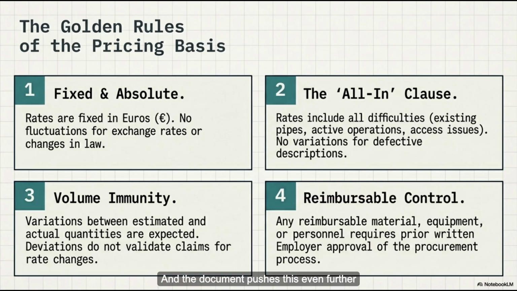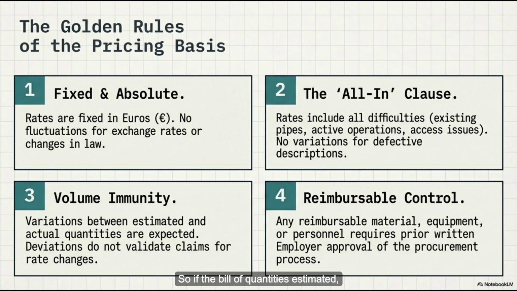Yeah. And the document pushes this even further regarding quantities, too. Oh, yeah. The quantity deviation clause. It explicitly states that a deviation between estimated quantities and actual quantities shall not cause any changes to the unit rates. Right. Nor is it a valid ground for a variation or a claim. Meaning the scale of your error doesn't protect you at all.